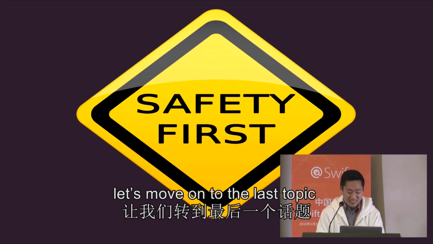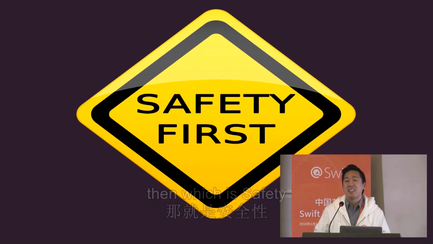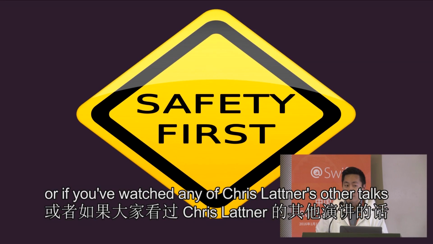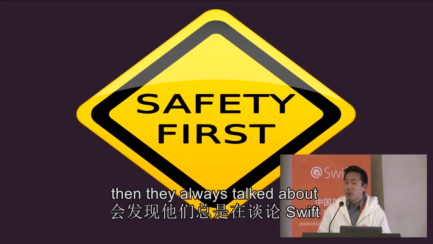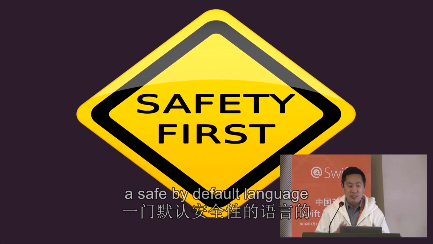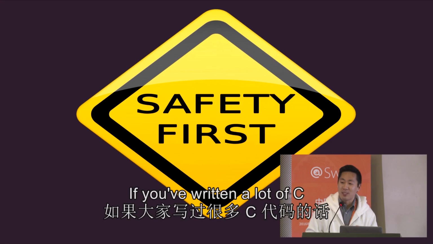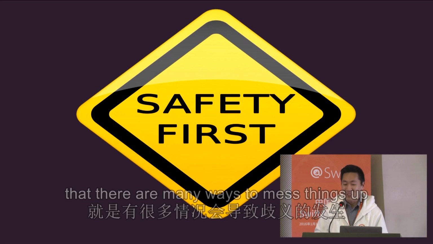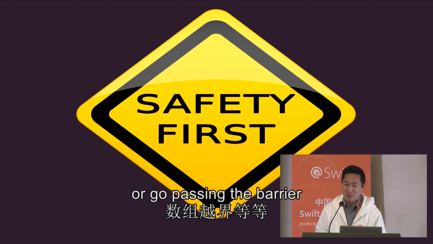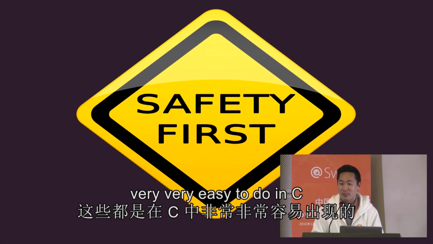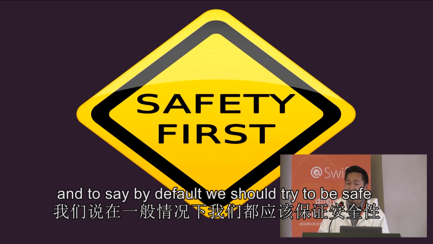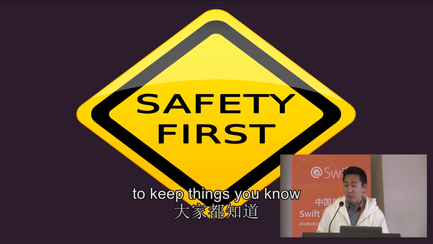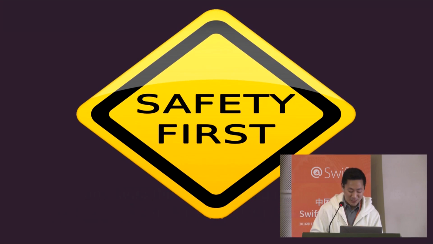All right, let's move on to the last topic then, which is safety. When Swift was first announced, or if you've watched any of Chris Lattner's other talks throughout the WWDC sessions and elsewhere, they always talk about how Swift was designed as a safe by default language. If you've written a lot of C, or C++, even worse, you know that there are many ways to mess things up, have a bad pointer, or go past the end of an array. Very, very easy to do in C. And so part of the reasoning behind Swift is to make that a little more difficult and to say, by default, we should try to be safe, to keep the programmers safe and keep the code running more often.